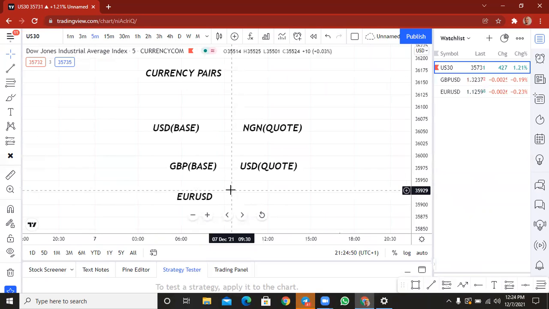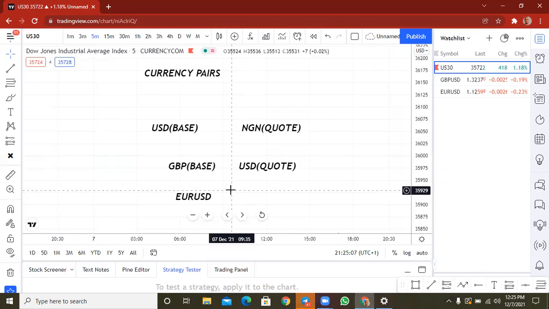So with this little explanation, I'm sure you guys have been able to understand why currencies are paired, what currency pairs are, and how they are arranged. Now, I can go over this very fast.